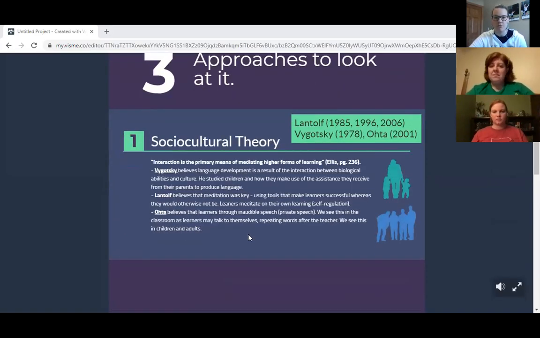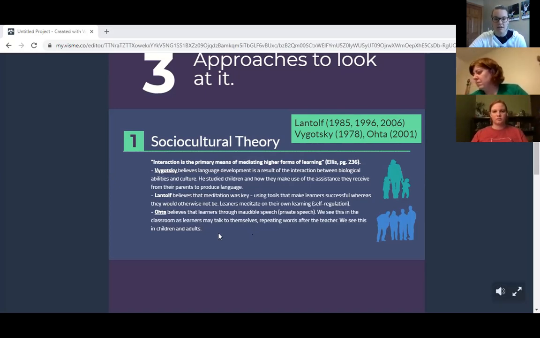So I'm going to just jump right in, talk about my first point, which is sociocultural theory. This was developed by several theorists, but the three that I was paying the most attention to were Lantolf, Vygotsky, and Ota. What the sociocultural theory believes is that interaction is the primary means of mediating higher forms of learning, and this comes from Ellis on page 236. I wanted to break down what these theorists believed, just so we could have a better understanding of what the theory really states.